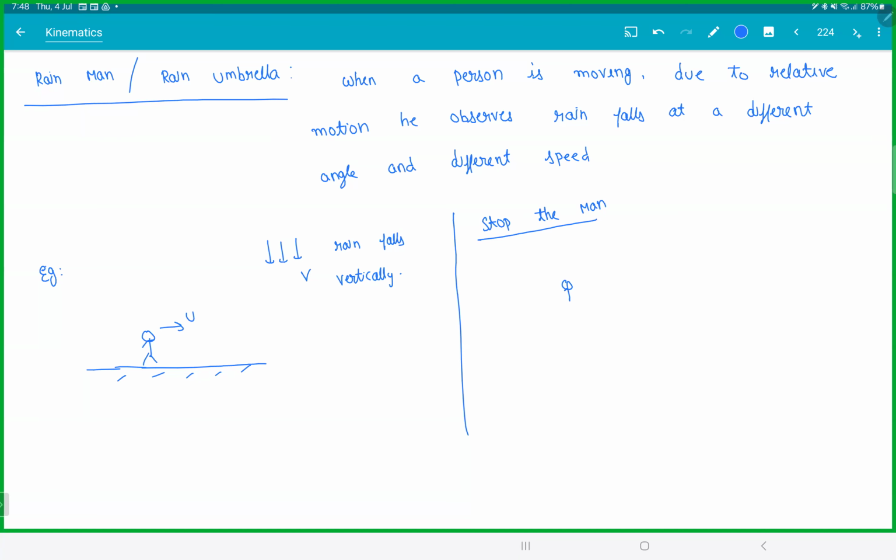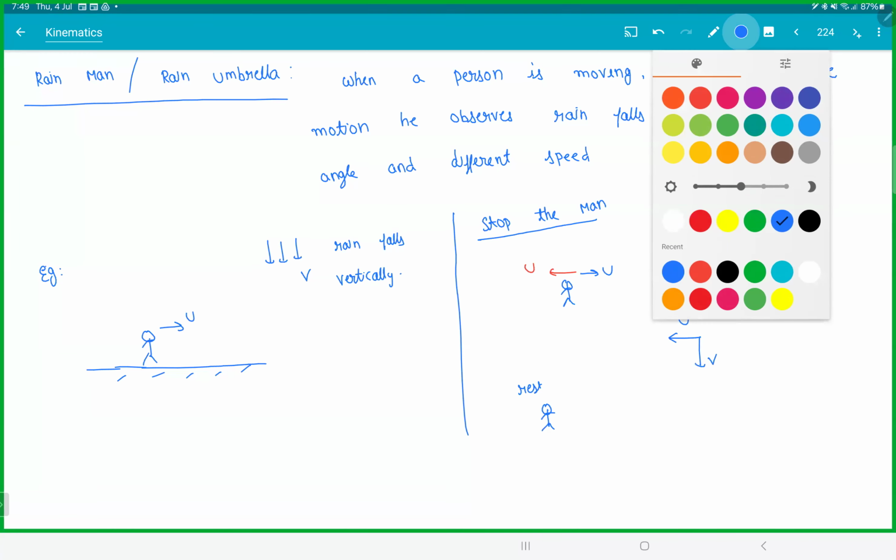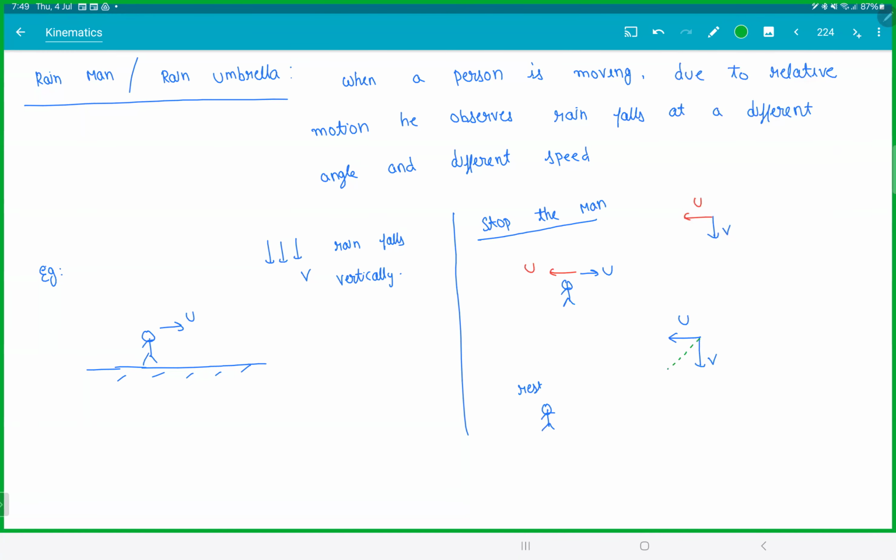And how do you stop the man? You take the man's velocity and subtract it from everyone. So we take the man's velocity u backward. Now this person will think, okay, I came to rest. But this rain is coming with u backward and v downward. So this person will think the rain is actually falling at an angle.